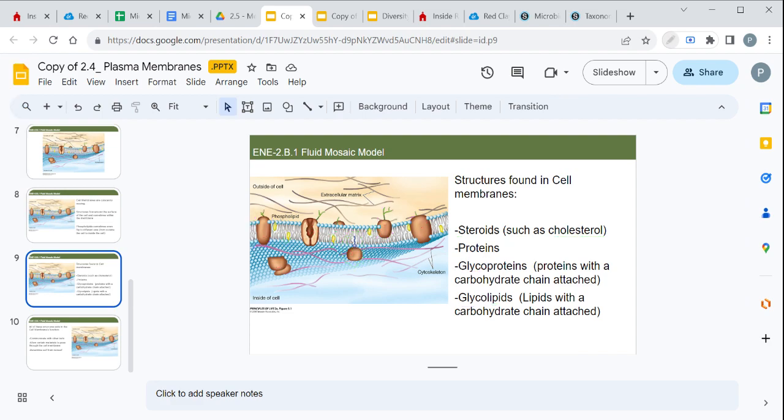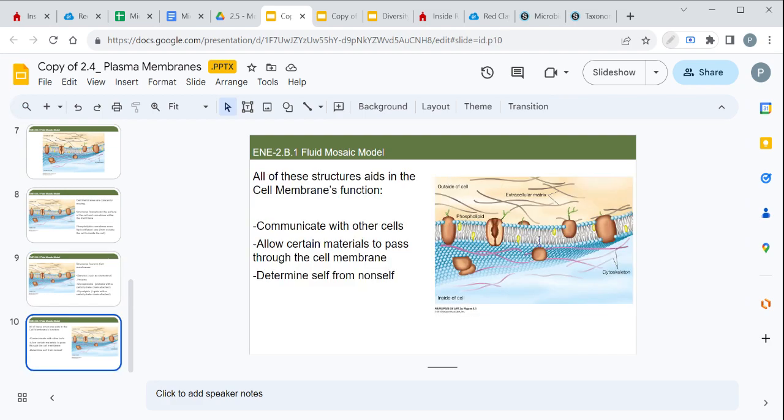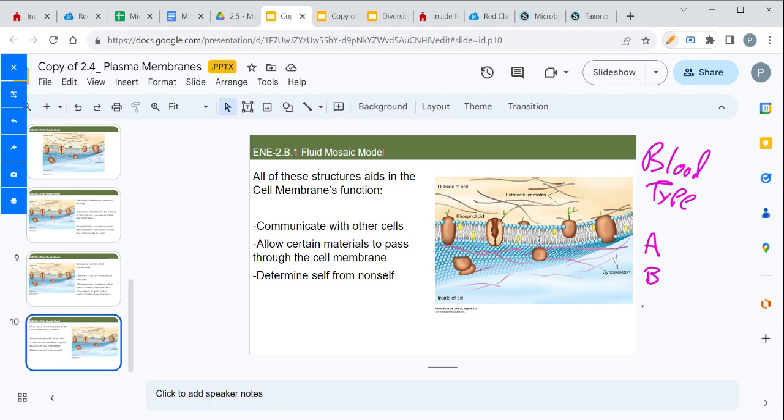The purpose behind the cellular communication is that it allows them to bump into each other and know where you are or what kind of cell you are. One of the most common examples is blood typing, and we'll go into more about blood typing later on down the curriculum, but I can give you a little bit of an idea. You may know that the different blood types are A, B, AB, and O. For the sake of this, I'm just going to talk about A.